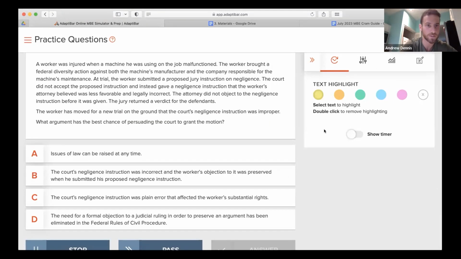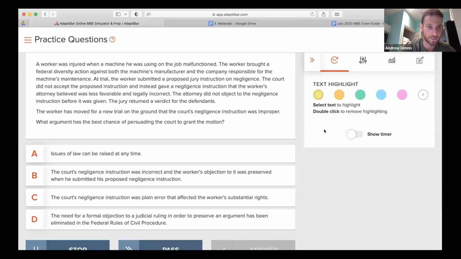All right. A worker was injured when a machine he was using on the job malfunctioned. The worker brought a federal diversity action against both the machine's manufacturer and the company responsible for the machine's maintenance. At trial, the worker submitted a proposed jury instruction on negligence. The court did not accept the proposed instruction, instead giving a negligence instruction that the worker's attorney believed was less favorable and legally incorrect.